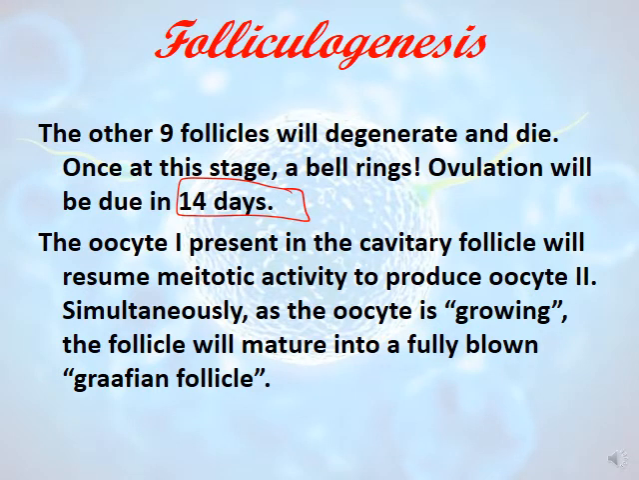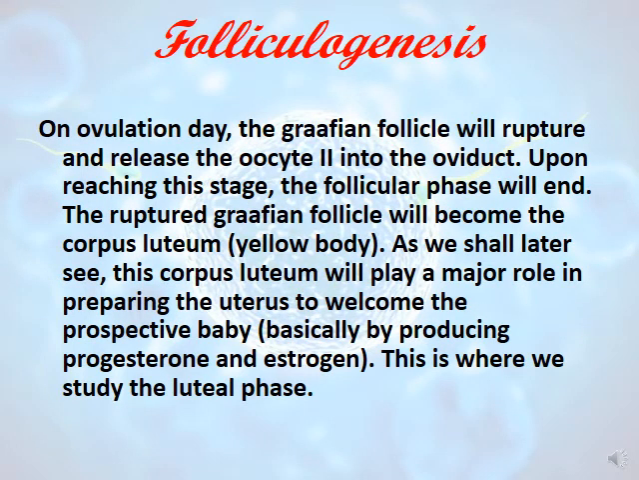Oocyte 1 present in the cavity will resume mitotic activity and continue to produce oocyte 2. As the oocyte is growing, the follicle also will mature into the Graafian follicle, the fully mature follicle. On ovulation day, on day 14, what will happen? The Graafian follicle will rupture and release the oocyte 2 into the oviduct. The follicular phase here will end.